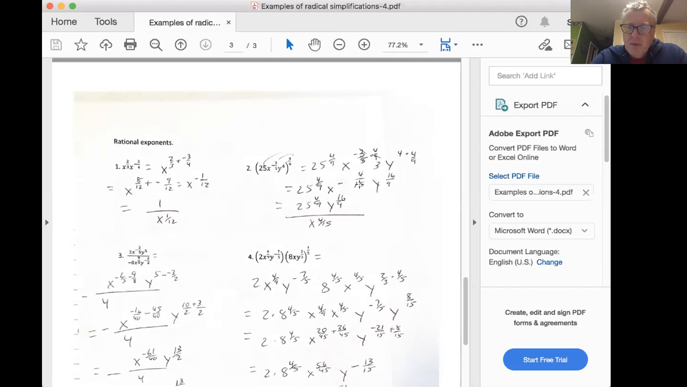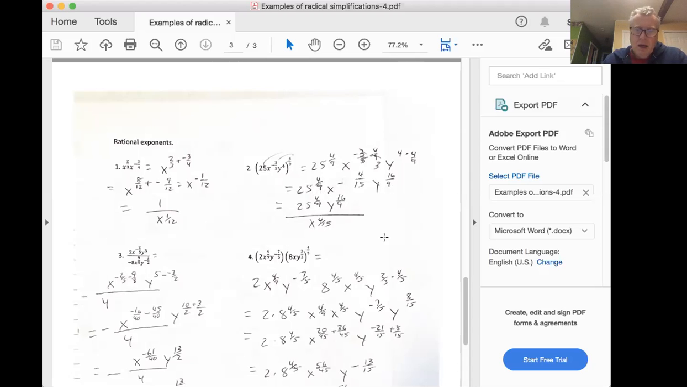4 times 4 gives us 16 over 1 times 9 gives us 9. So we end up with basically a 25 to the 4/9 times an x to the minus 4/15 times a y to the 16/9. Now this x has a negative exponent, so we're going to take it down to the denominator and write it as x to the 4/15 in the bottom. The other two parts, the 25 to the 4/9 and the y to the 16/9, those two stay in place.